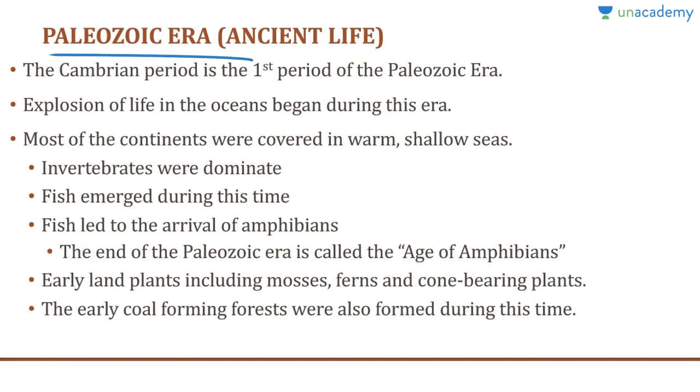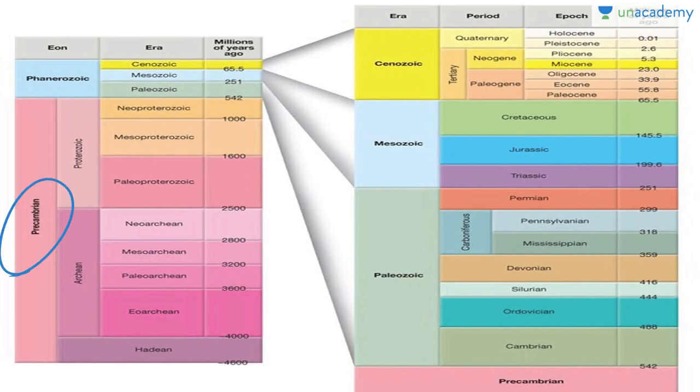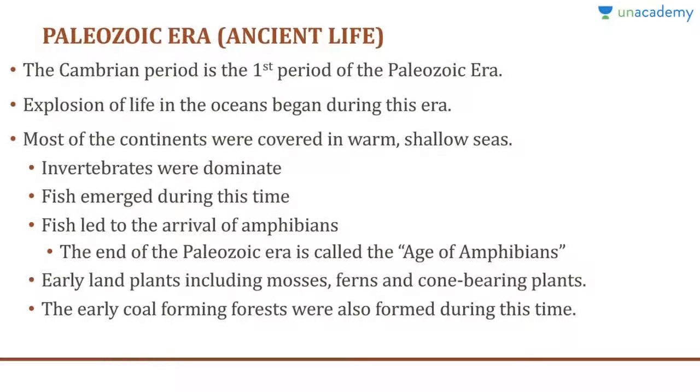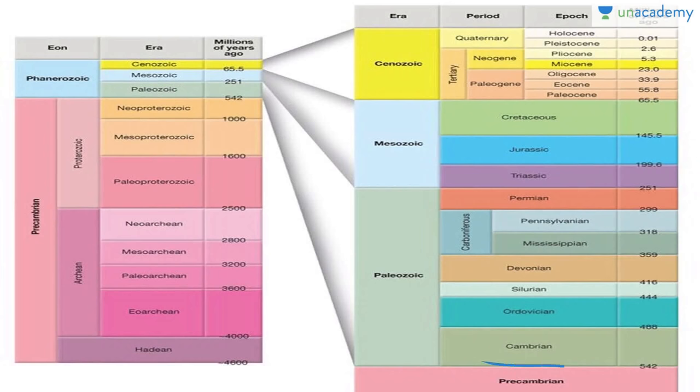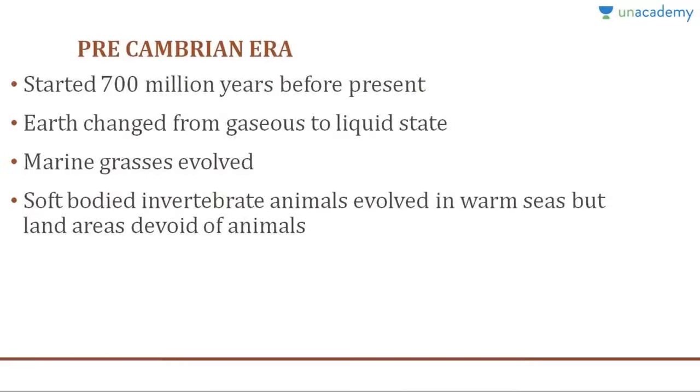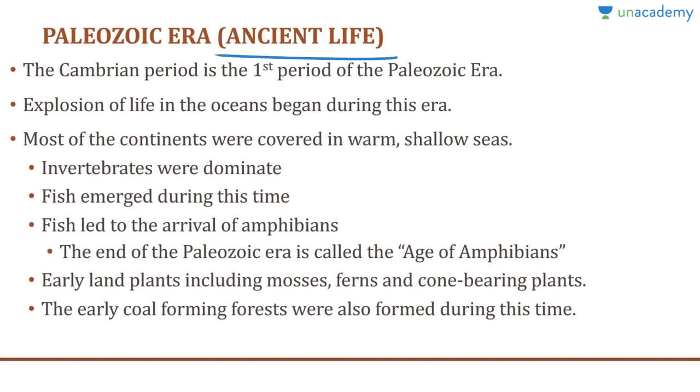So first I've told you the Precambrian one, then in the Phanerozoic eon we are discussing this one, Paleozoic. Okay, now in Paleozoic here, the Cambrian period is the first period of the Paleozoic era. You can see it here, this is the Cambrian period and this is the Paleozoic era. Now the word Paleozoic means ancient life, and it was during this phase that the explosion of life in oceans began. And most of the continents here were covered with warm and shallow seas. So invertebrates, which originated during the Precambrian era, were dominating during the Paleozoic era.